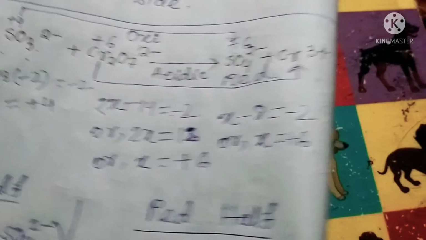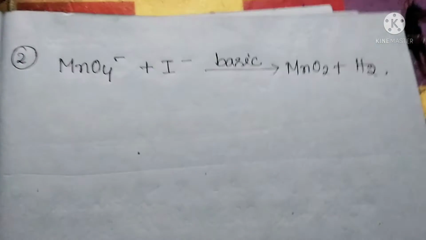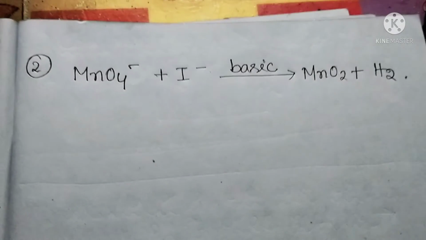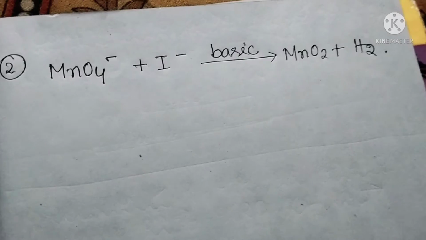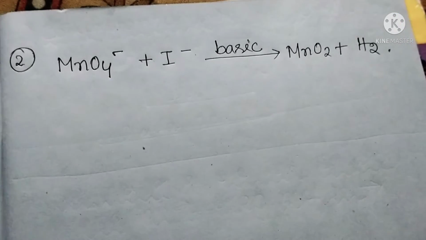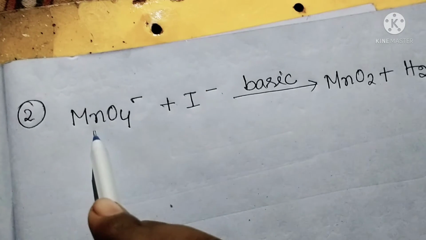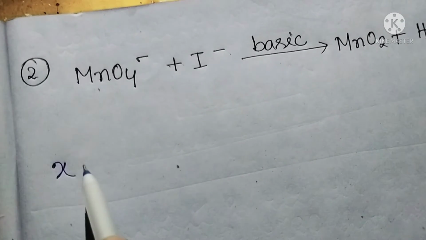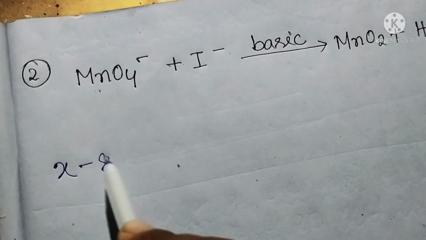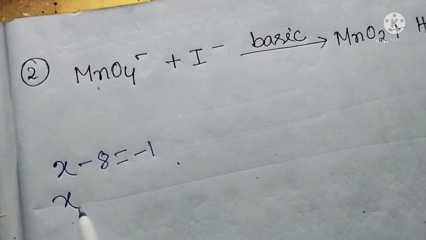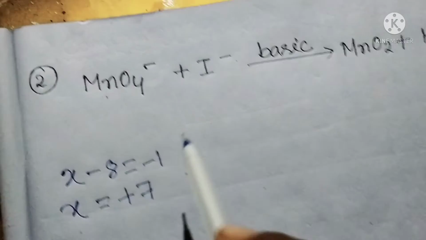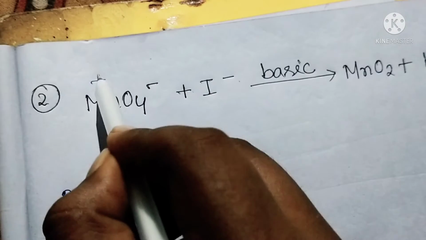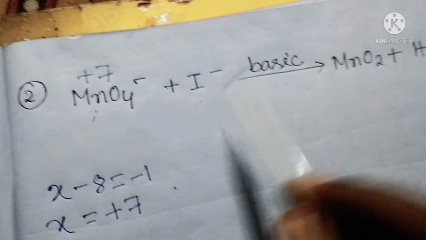Now let's see the other, basic medium, how we calculate. The process is same as acidic medium. At the end we have to add OH minus both side. Now let's see what happened here. Now at first we have to calculate the oxidation state of manganese. Let the oxidation state of manganese be X, X minus 8 equal to minus 1, that means X equal to plus 7. So oxidation state of manganese is plus 7, this is minus 1.